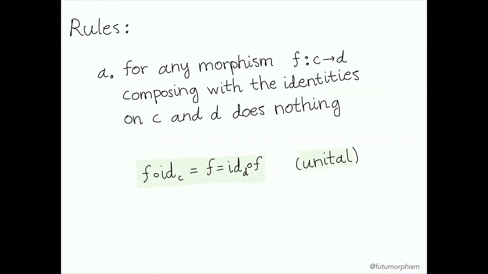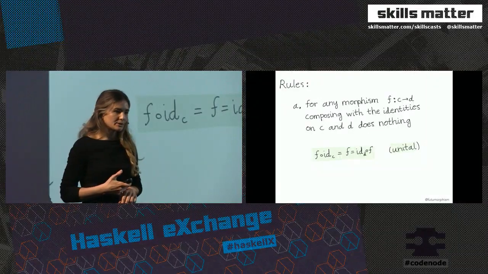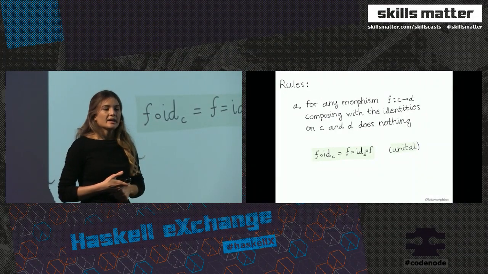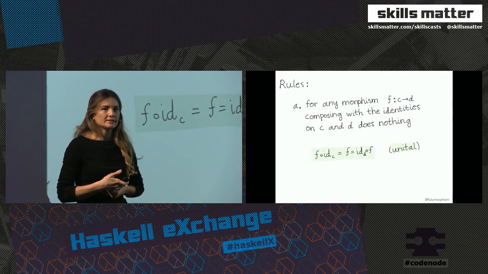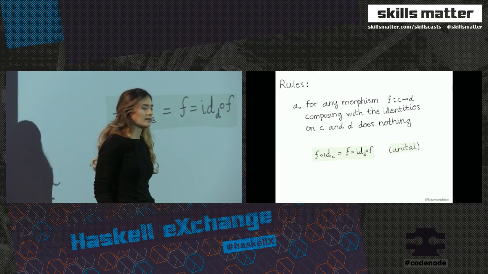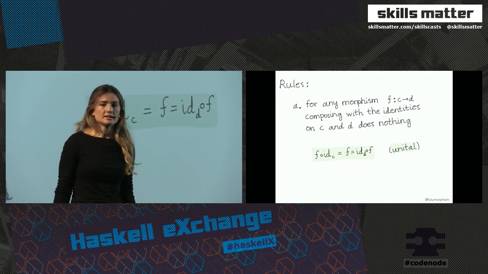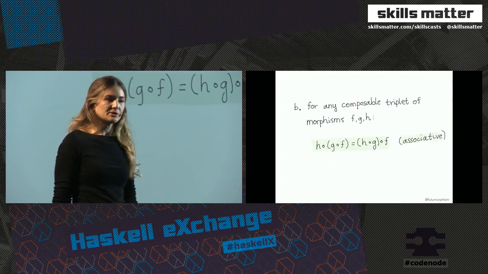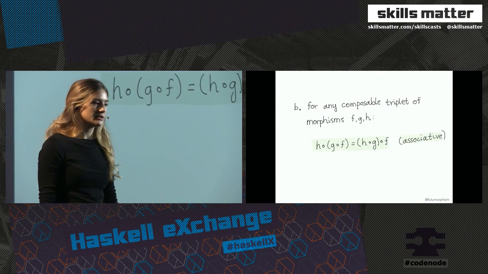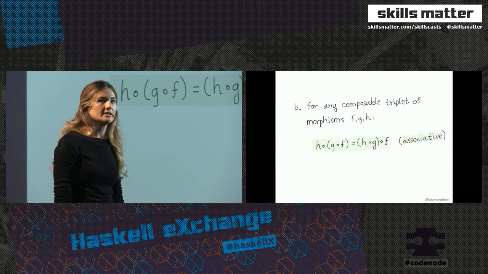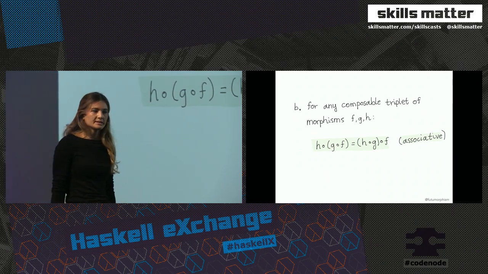And the two rules are that the identity morphisms are the unit for composition, both the left and the right unit. So if you compose anything with identity, it doesn't change the result. And the second rule is that composition is associative, as we saw in the previous slide. So you can compose things in any order.